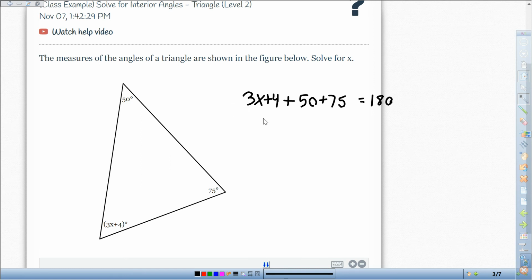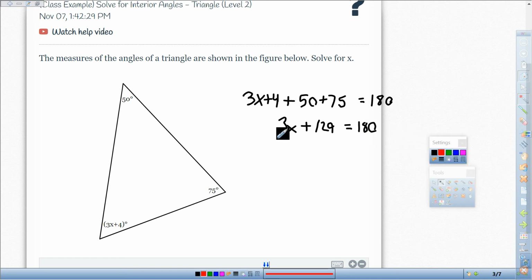From here, it's just a matter of solving for x. I do have some like terms I can combine: 4 plus 50 plus 75. I'll do that for my first step. I'm getting 129. The 3x has no other x's, so I'll just bring it down. Once I combine all that, we get 3x plus 129 equals 180. Now we just have a two-step equation. We have to get rid of our addition or subtraction first, so we'll subtract 129.